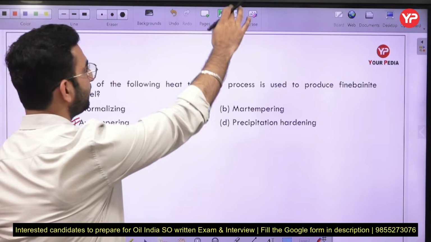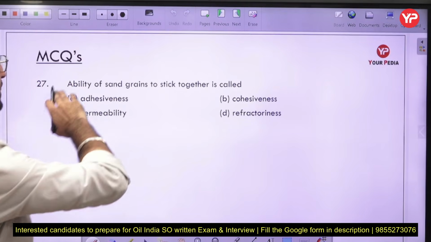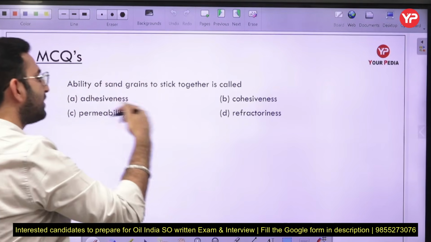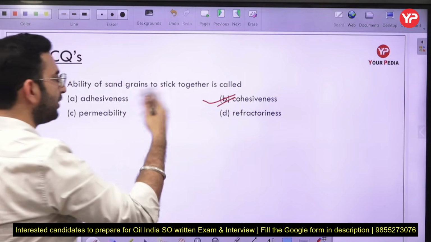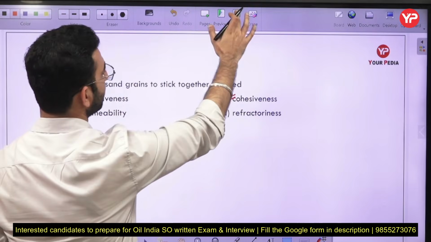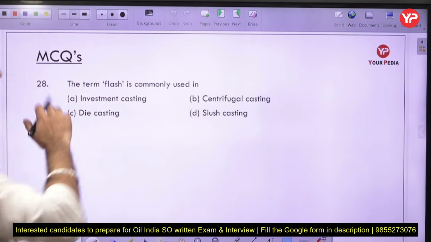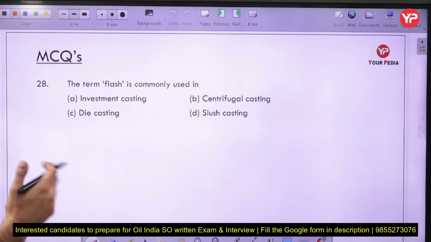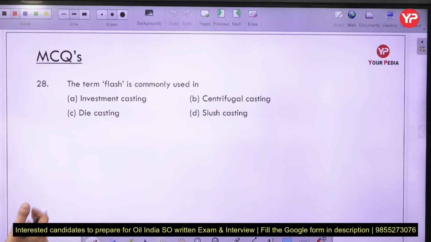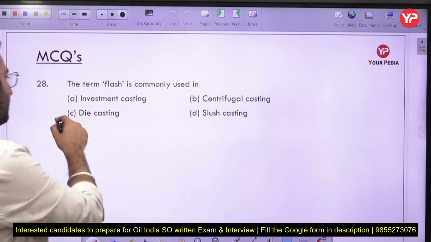Next, ability of a sand grain to stick together. That is also a very simple case. That is known as cohesiveness. Option number B will be the correct one here. Next, the term flash is commonly used in the case of investment casting, centrifugal casting, slush casting, or die casting. So here in this case we have the answer as die casting.